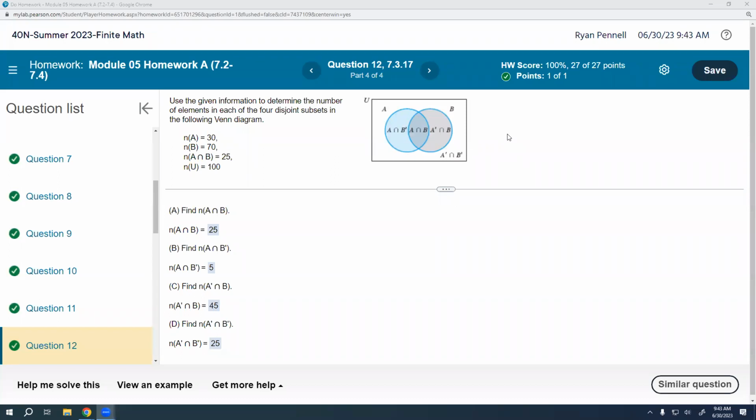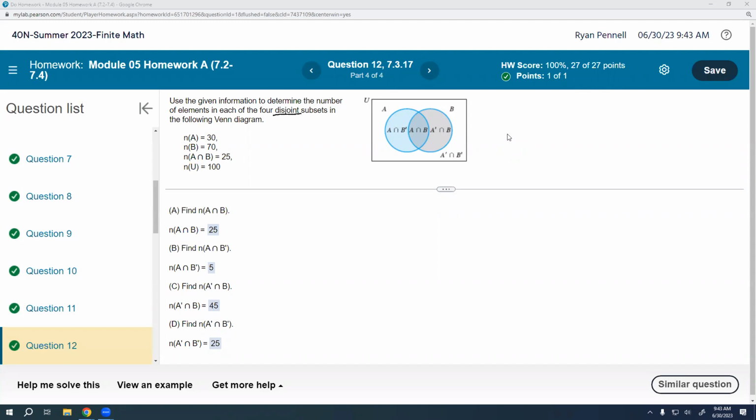Number 12 says use the given information to determine the number of elements in each of the 4 disjoint subsets in the following Venn diagram. So we have to remember what disjoint means. Disjoint means they have no intersection. Okay? No intersection. Given are A, B, A intersect B, and the universal set is 100.